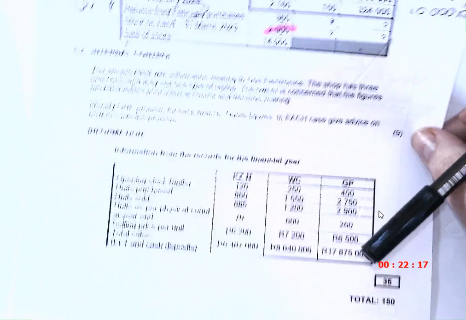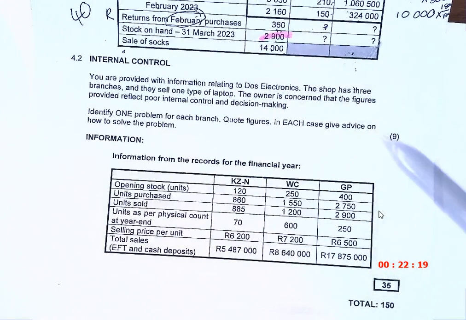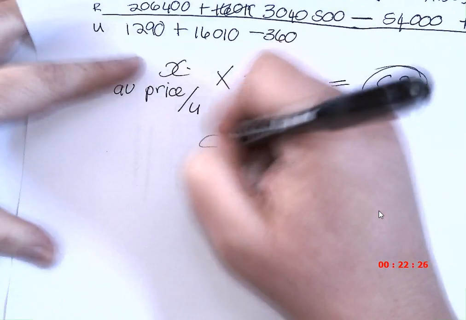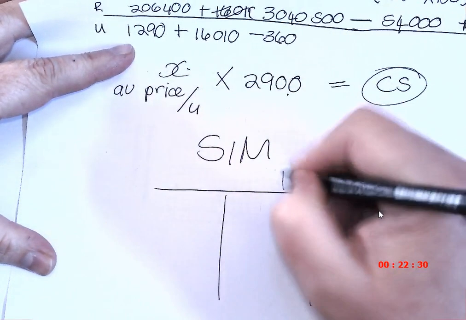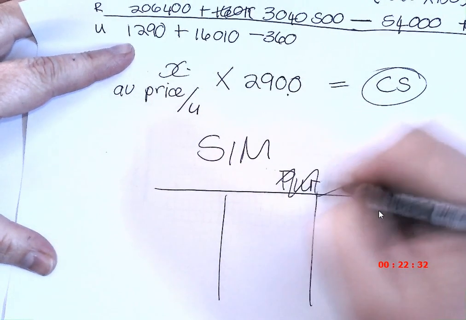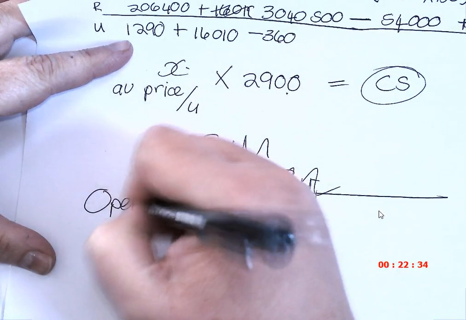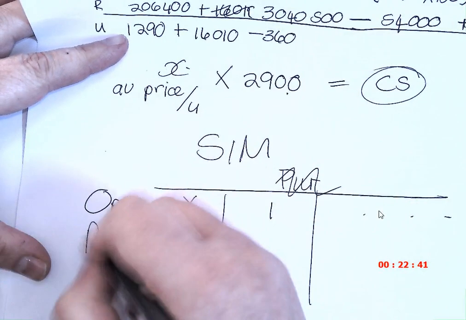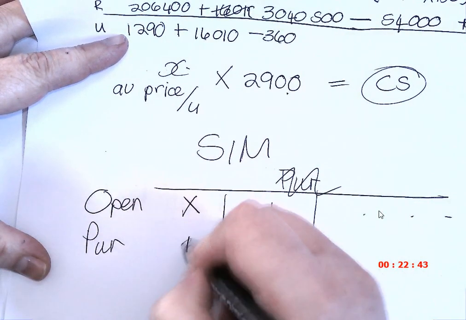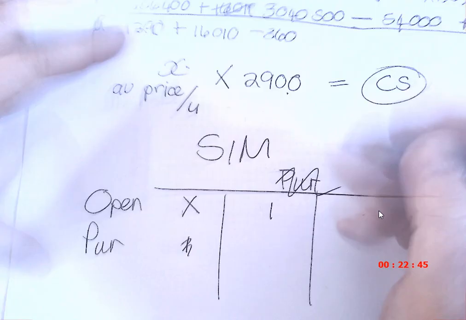Okay, let's quickly see. If I look at the next one, this one is sim. No, this isn't sim. This is decisions. If they gave me sim it would look something like this. They would say, okay, this is my purchases or my stock. They will have an opening for X, one at blah blah price. Then they would have purchases for one.